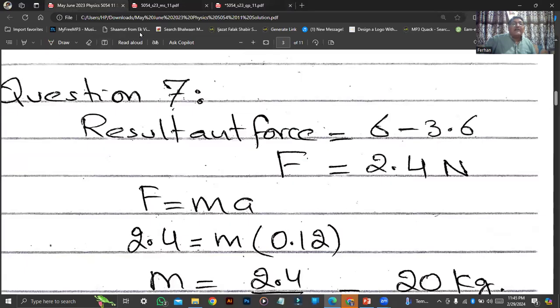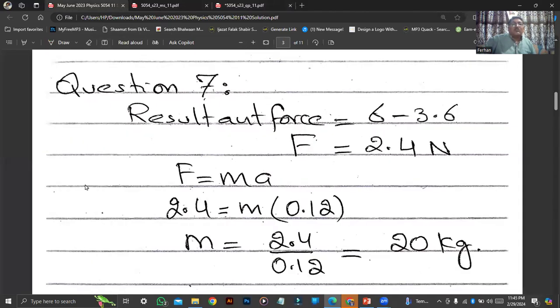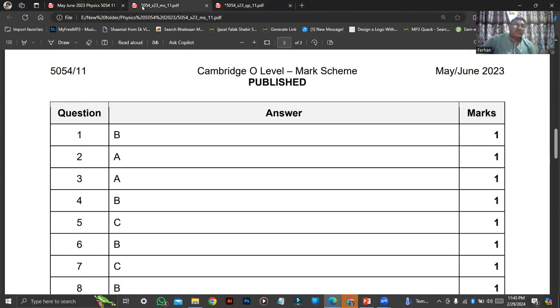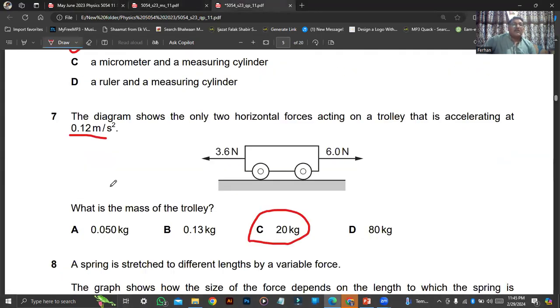So here we have question number 7. Resultant force is 6 minus 3.6, that is 2.4 Newton. Apply the formula F equals ma. F is 2.4, m is the question, a is 0.12. So m will be 2.4 divided by 0.12, and that will be 20 kg. 20 kg, so C is the answer, sir. Question number 7, C is the answer.